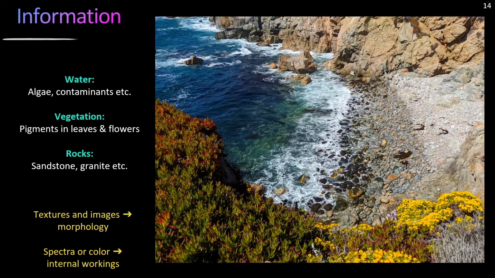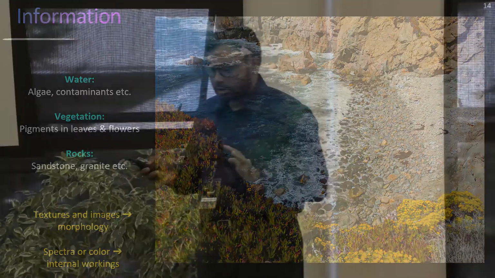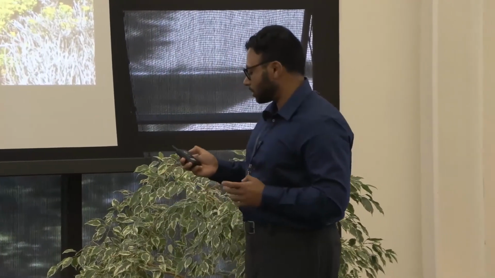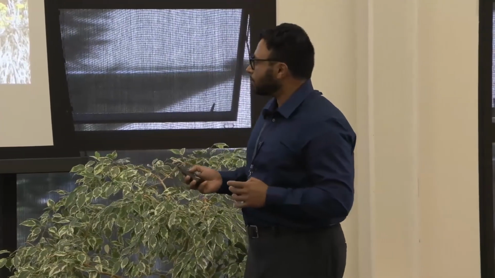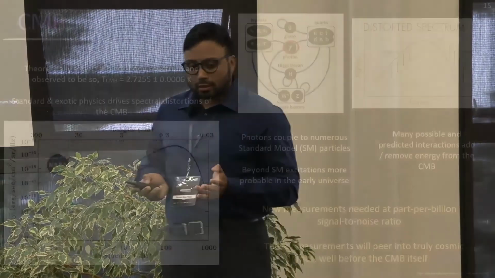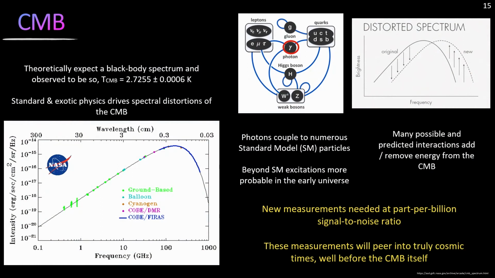And so the punchline here is that textures and images tell us about morphology, but spectra, or the color, tells us about the internal workings, the atomic transitions that we want to pursue, the quantum transitions. And that's where the color comes into play. So the CMB's color has been measured, as was mentioned, by the COBE FIRAS satellite, and it's a black body. It's a very nice, smooth black body. However, if you do the calculations a little more accurately, you quickly realize it should not be a perfect black body. There should be deviations.